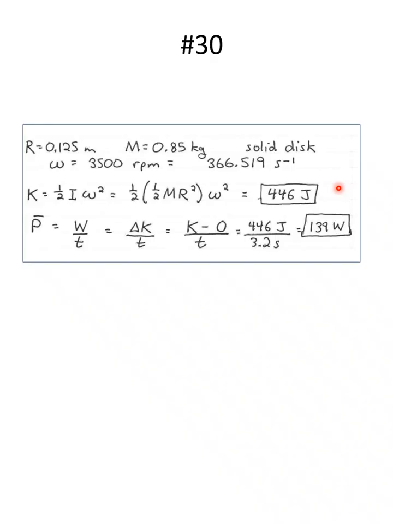Now the power, it says, what is the average power that needs to be applied to bring the blade from rest to that speed in 3.2 seconds? And so we can think that power is work over time. By the work energy theorem, work is change in kinetic energy. And change in kinetic energy in this case is the final kinetic energy minus zero because it started at rest. So the final kinetic energy is what we answered for part A, 446 joules. And we have to do that in 3.2 seconds, so we get 139 watts.